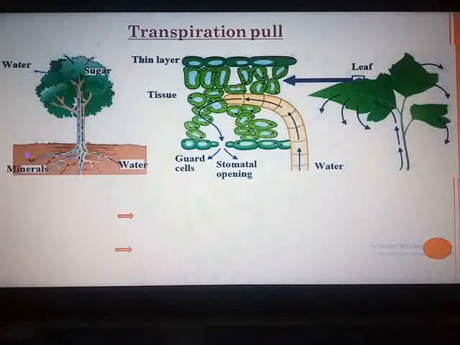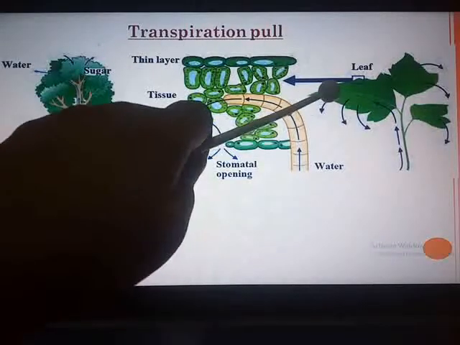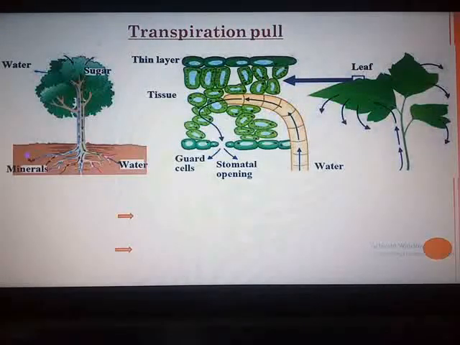You all know that plants give out water in the form of vapor through the stomata, which is present on their leaves. These are the leaves. The small openings on the leaves are known as stomata, and plants give out water in the form of vapor through the stomata.